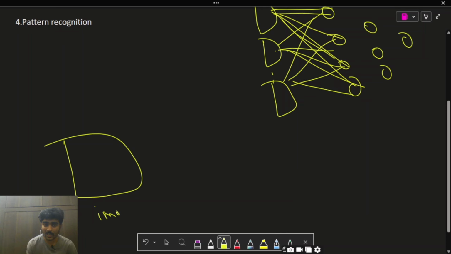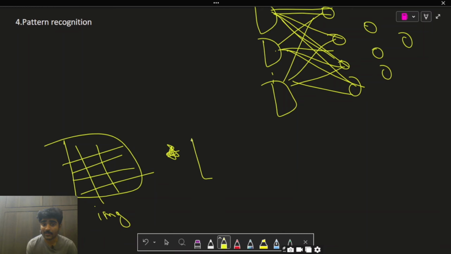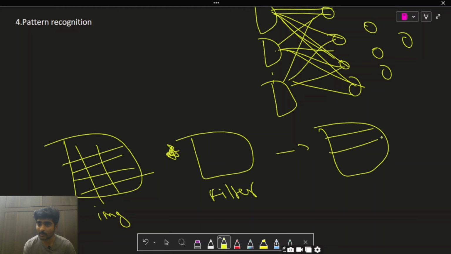Now when it comes to convolutional neural networks, I take the image and convolve it with a filter. How does this convolution operation work? First I place my filter over here, then I do the element-wise multiplication, and then I form my feature map. We have already discussed this convolution operation in detail.